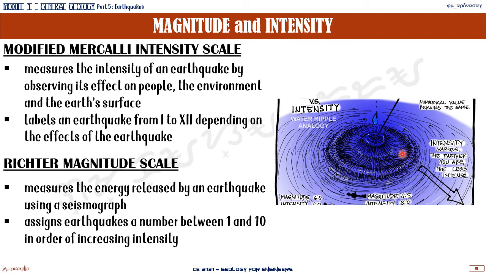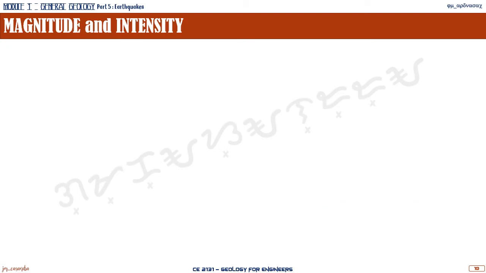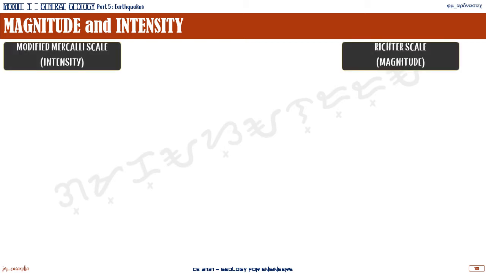So if I'm at this point, the intensity will be 3 or higher. And then farther away will be 1, which is lower experience or lesser effect on that point or on this point. Okay? So to understand the difference between magnitude and intensity, let us have a comparison of the different scales that we use to measure the earthquake.